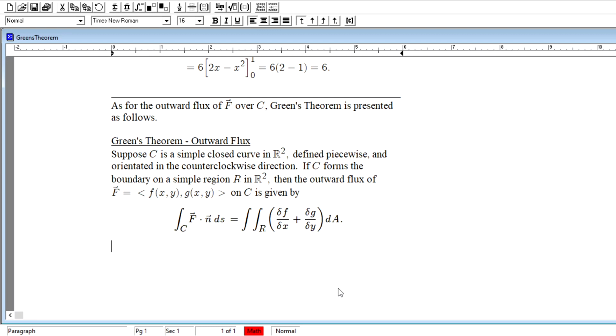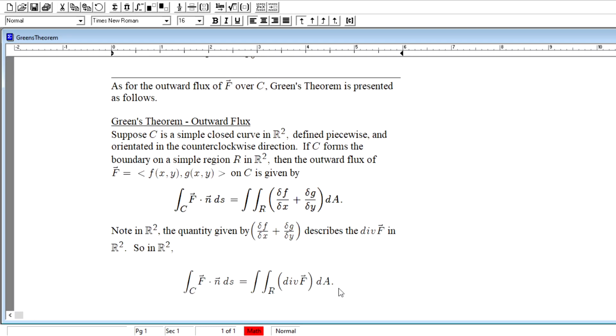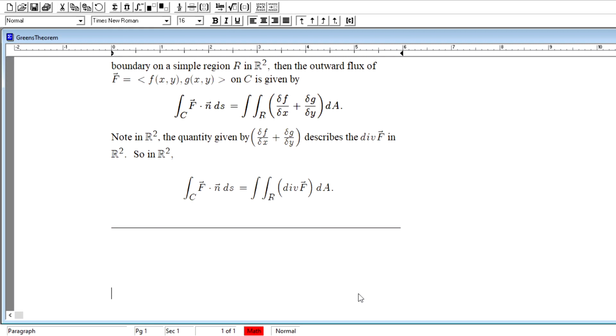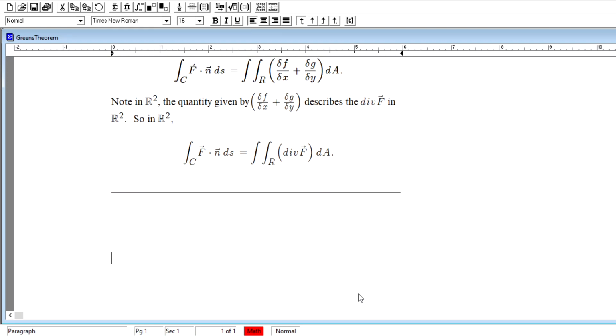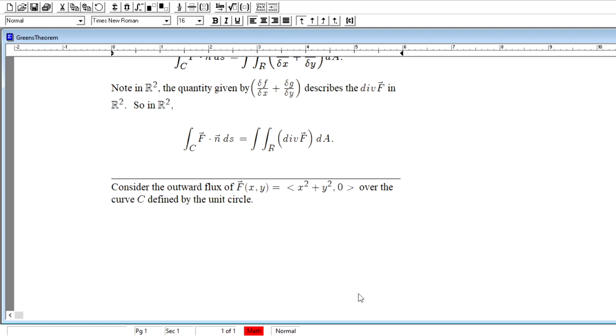I do formally take note of that given down below here, right? We do note that the quantity given by this summation of partials does describe the divergence of the field. And what we are integrating in this calculation is a double integral over the divergence of the field over that entire region R. It is a calculation that sets itself up very similar to that of Green's theorem for circulation.